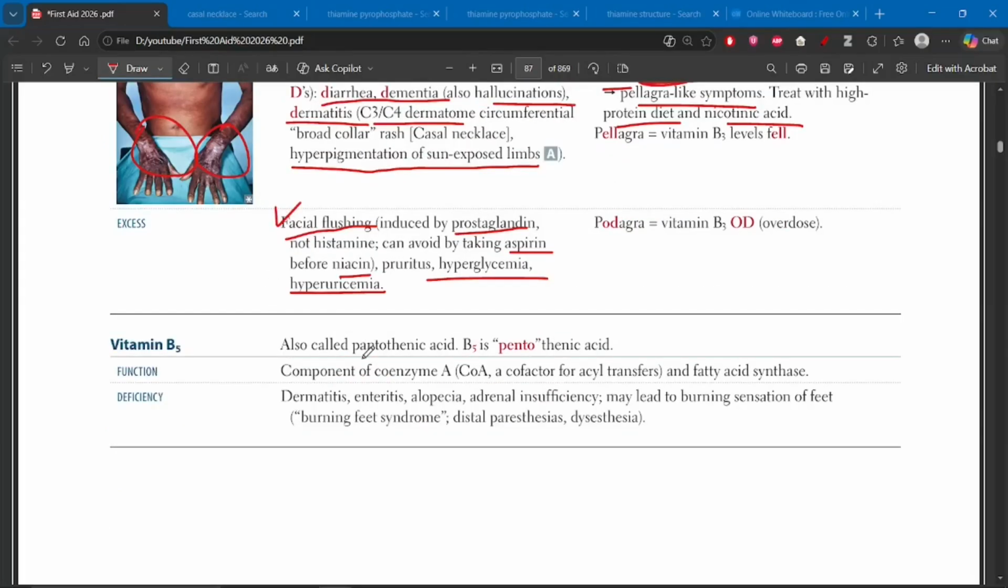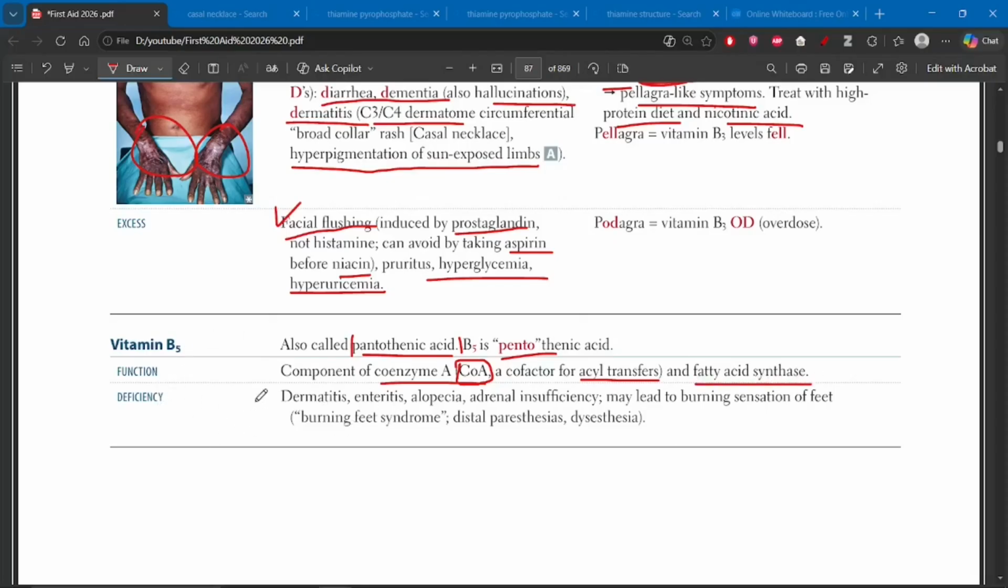So vitamin B5, also called pantothenic acid, and B5 is known as "pento" in mathematics. So they're trying to give you a mnemonic here. Function: it is a component of coenzyme A, and if you remember, you must have seen this CoA part with many enzymes throughout biochemistry. So the main part of CoA is pantothenic acid. It is usually in the acyl transfer reactions and fatty acid synthase.